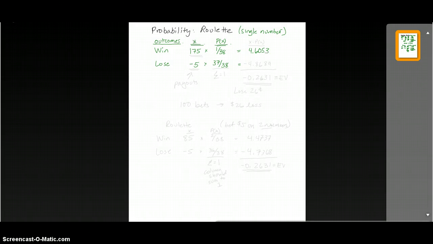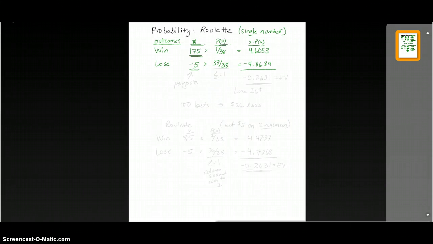So that is 4.6053. Then on the next row, I take the negative 5 and multiply it by 37 over 38, and I get negative 4.8684. Remember, when you're calculating the average, you have to take that column, that x times p of x, and sum it to get the expected value.